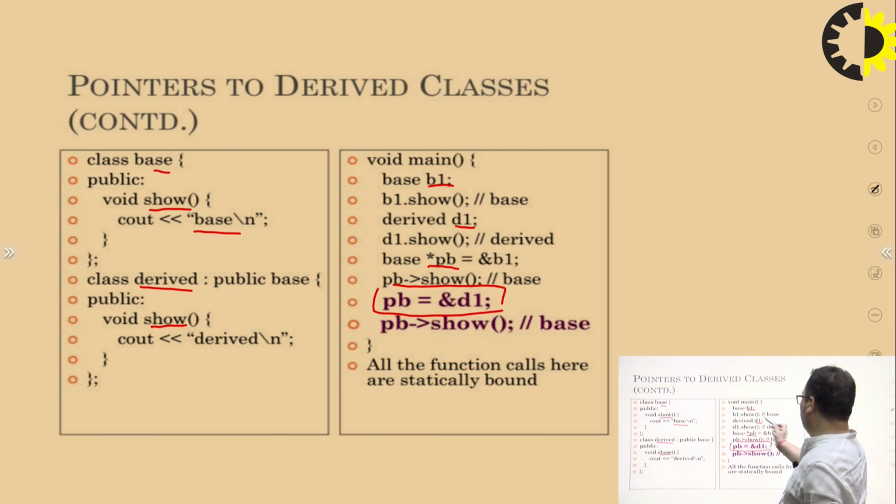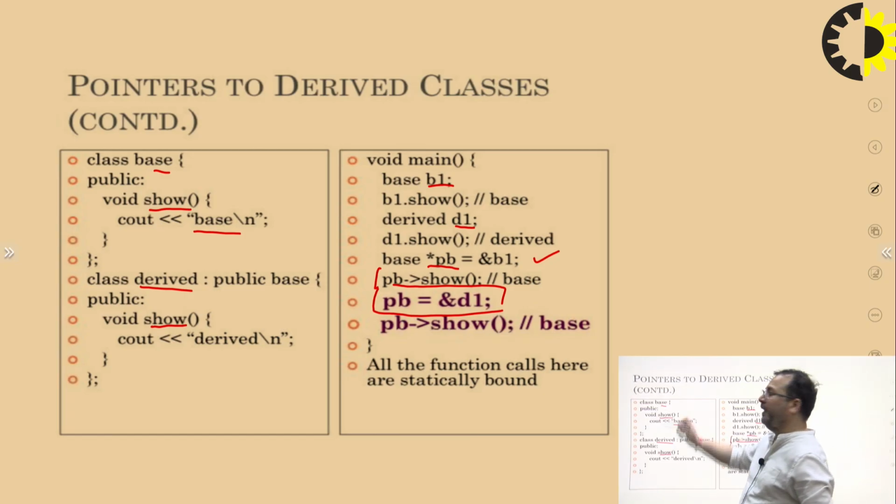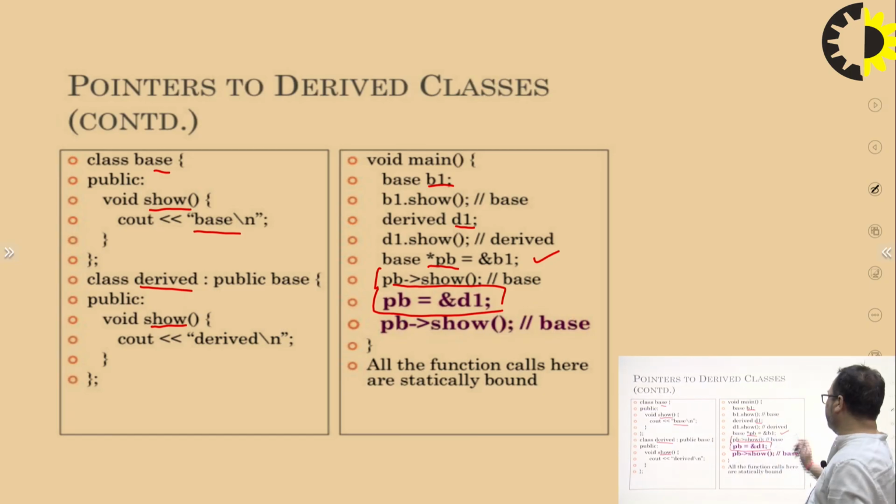So D1 dot show will print simply derived. Now we are going to create a base class pointer, which is PB, and PB has the address of B1. So when you access this show function, this particular line will simply invoke the show function in the base class, and the output comes as base.